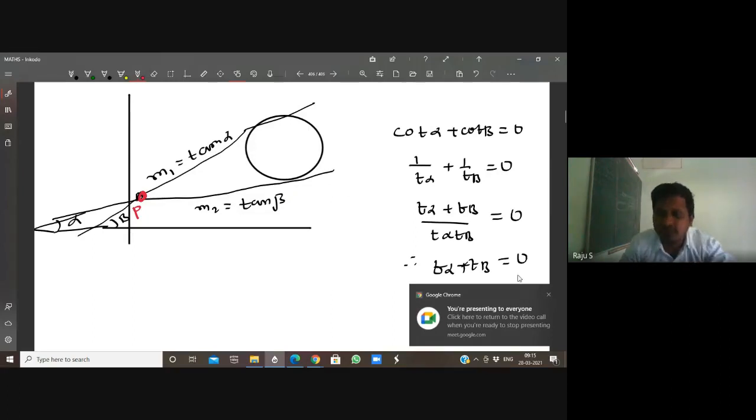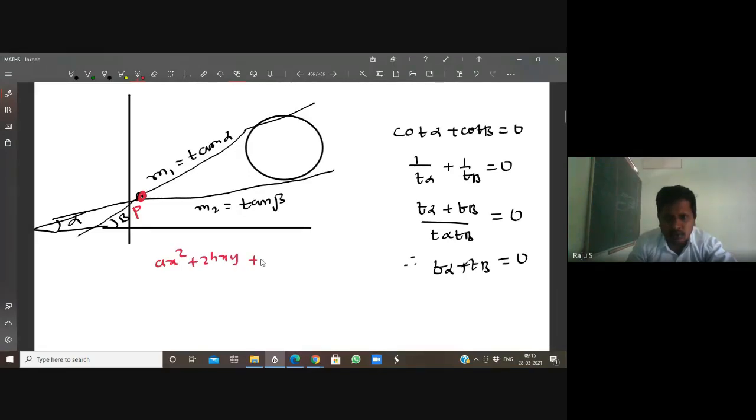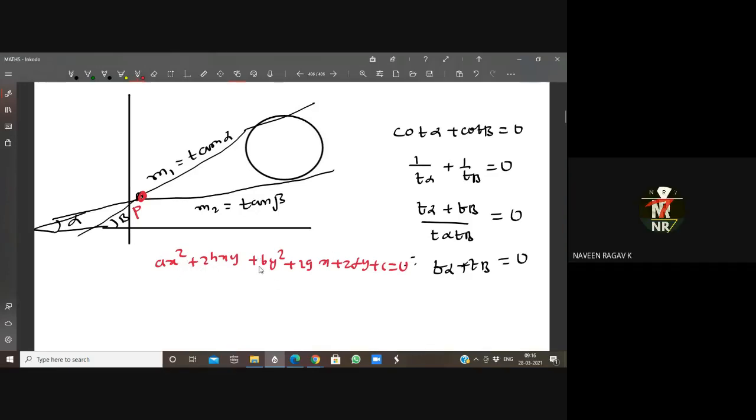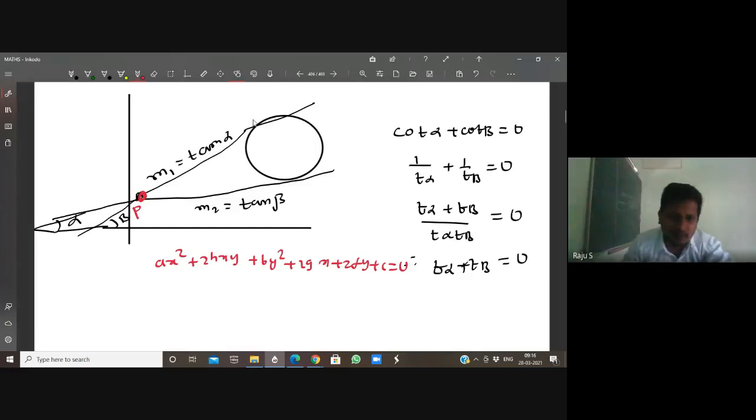Here, a pair of tangents always means the equation is ax squared plus 2hxy plus by squared plus 2gx plus 2fy plus c is equal to 0. I clearly said that this is a second order quadratic equation, a second degree equation. Sir, the M2 will be tan alpha only, because it is inclined by alpha. Oh, sorry. Maybe tan alpha, right? Tan alpha, tan beta.